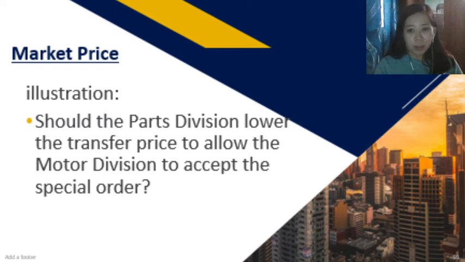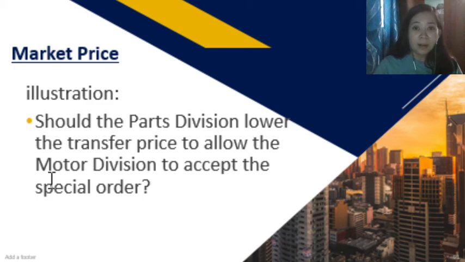So the question here is, since the motor division needs the parts that are being produced by the parts division, and the maximum price that can be offered is $8 because the parts division is considered to have a perfectly competitive market, and the motor division was offered a special order, should the parts division lower their transfer price so that the motor division accepts the special order?